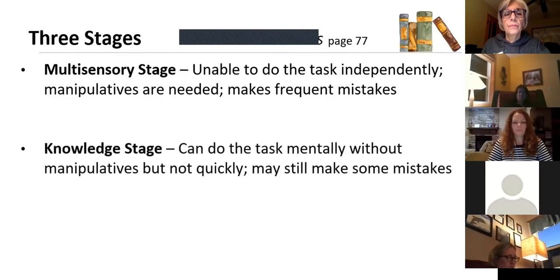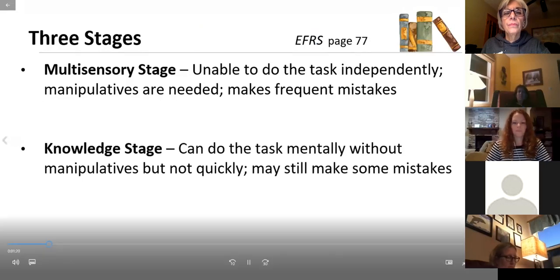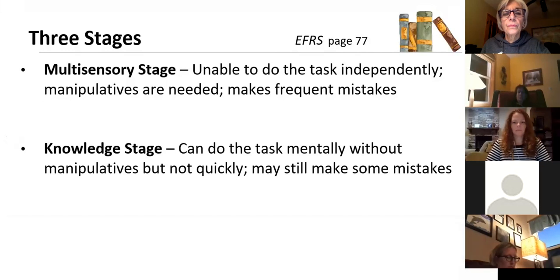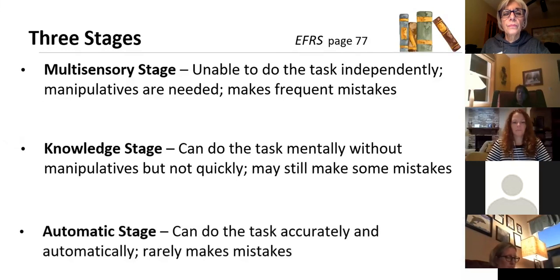Then we progress to the knowledge stage. Now at this stage, the student can do the task mentally without the manipulatives, but they can't do it quickly. So this is a stage where they occasionally make some mistakes, and they're really working towards that speed and automaticity. And then we get to the final stage, which is the automatic stage, and that's where we want them to finally be. It's sort of the goal of it, where they can do that task independently, they can do it accurately, it's automatic, and occasionally they might make a mistake, which is typically due more to losing focus than it is to the actual task.